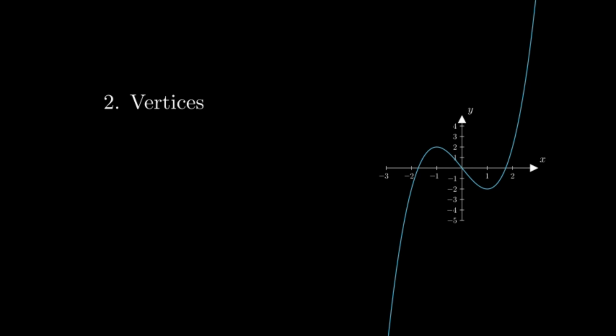Next, let's talk about vertices. A vertex is a point where the graph changes direction. These are the peaks and valleys of our function. Consider this curve. It goes up, reaches a peak, and then turns to go down. Then it reaches a valley and turns to go up again. This peak here is a vertex. Specifically, it's a local maximum because it's the highest point in its immediate neighborhood. And this valley is also a vertex. It's a local minimum, the lowest point in its vicinity. Vertices are crucial for understanding where a function increases or decreases.